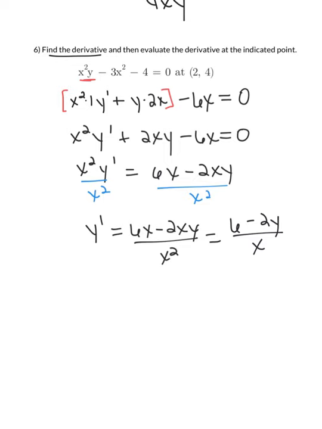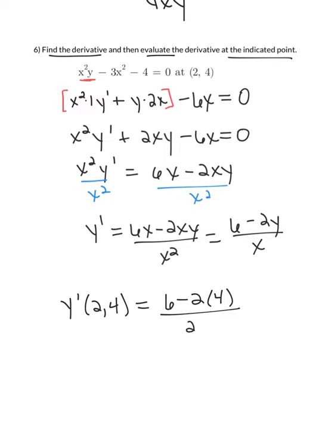Then it says evaluate at the point. So we want to know, what will y prime equal at (2, 4)? Plugging those in, we're going to have 6 minus 2 times the y, which is 4, over the x, which is 2. So we get 6 minus 8 over 2, which is negative 2 over 2, which is negative 1.